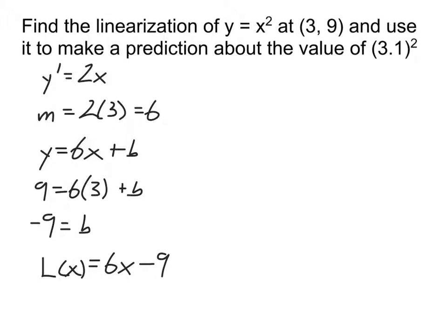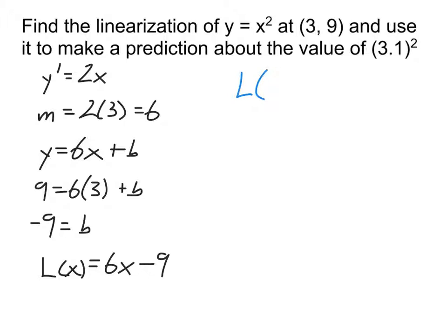All right, now we can go ahead and take care of the second part, which is to use it to make a prediction about the value of 3.1 squared. So that means I need to do L of what number? 0.1. What was a? 3. How far are we away from 3 here? 0.1.